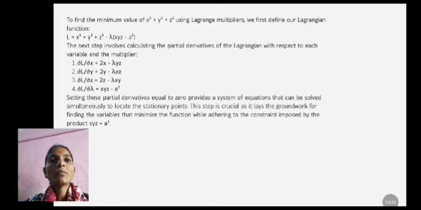To find the minimum value of x square plus y square plus z square using Lagrange's multipliers, we first define our Lagrangian function. L equals x square plus y square plus z square minus lambda of xyz minus a cube. The next step involves calculating the partial derivatives of the Lagrangian with respect to each variable and the multiplier. Dou L by dou x equals 2x minus lambda yz. Dou L by dou y equals 2y minus lambda xz. Dou L by dou z equals 2z minus lambda xy. Dou L by dou lambda equals xyz minus a cube.